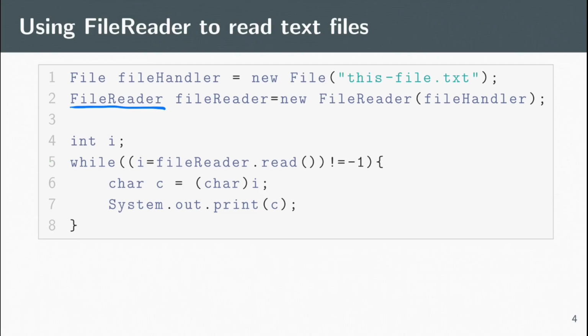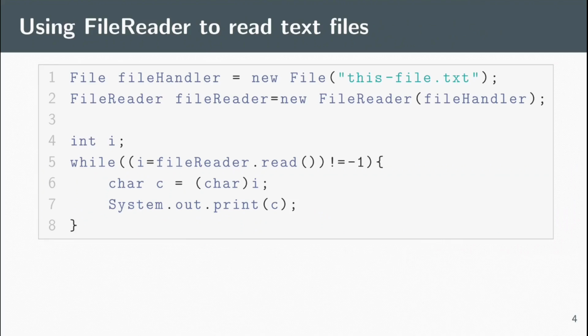Right, so what we do in line 2 here is we create a new FileReader object. And what it gets as a parameter to its constructor is the file handle object that we have created for the this-file.txt file. And now we can iteratively call the read method to get the content one character at a time. And this will return -1 if there's nothing left, if we have read the whole content of the file. So consequently, in the while loop here, we read one character at a time, and then we print out the character using the print method on System.out.